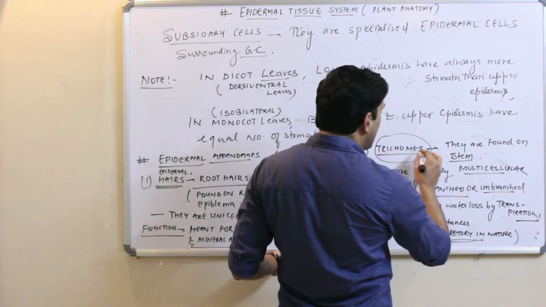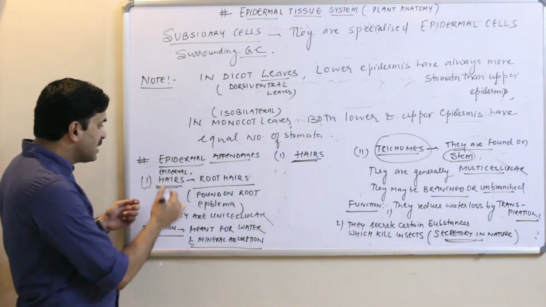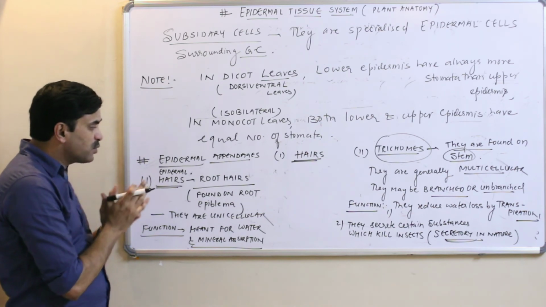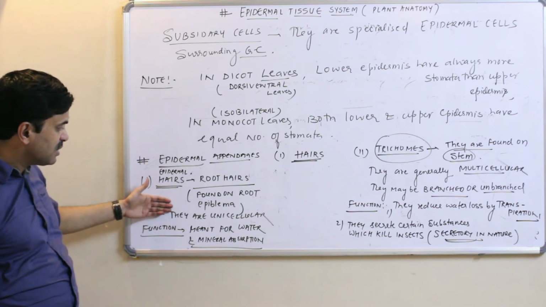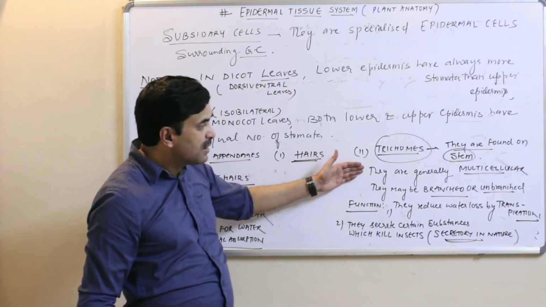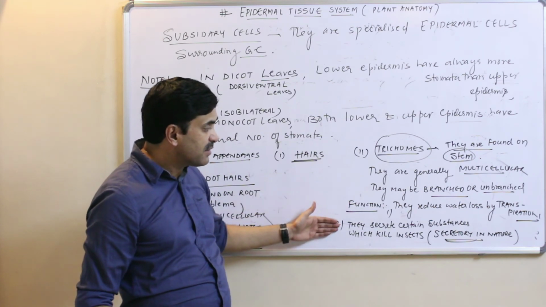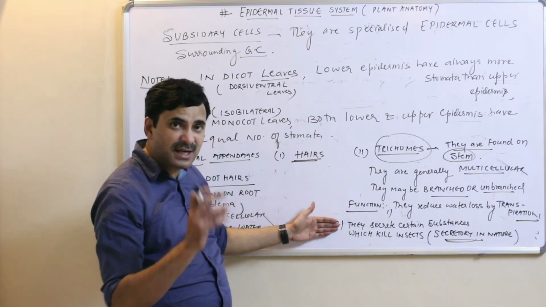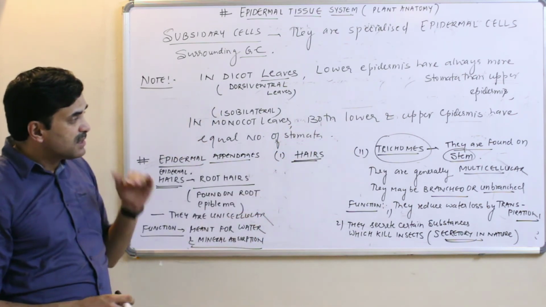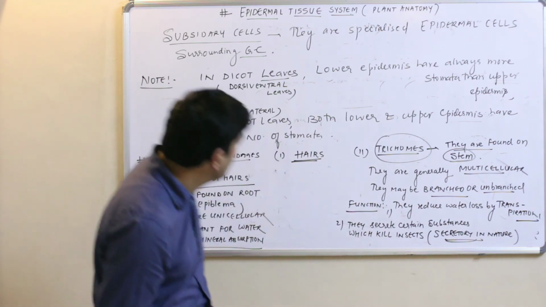So trichomes are the epidermal appendages found on stem, and the root hairs are the epidermal appendages found on the roots. They are generally unicellular and meant for water and mineral absorption. Trichomes are multicellular, branched or unbranched, they reduce water loss by transpiration, and they secrete certain substances which kill the insects, and after killing the insect they take nutrients from them. So we can say that some trichomes are secretory in nature.